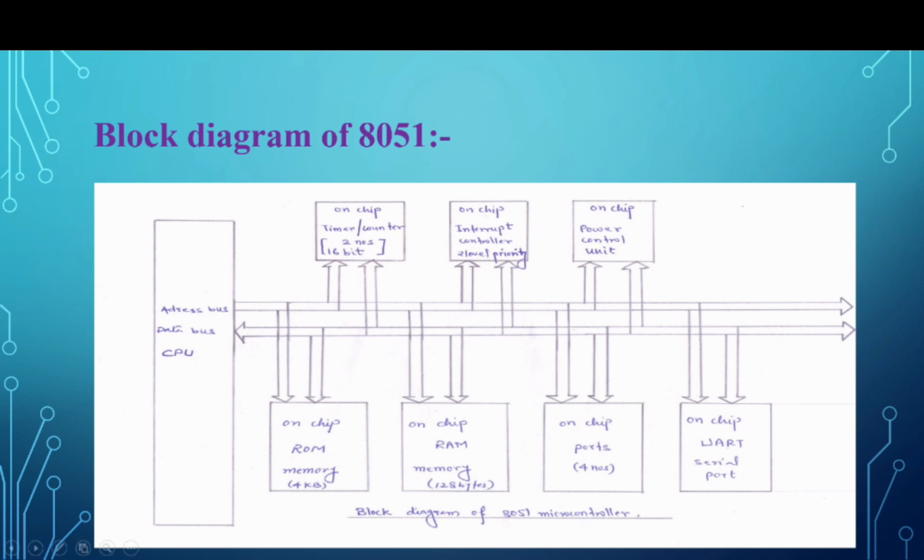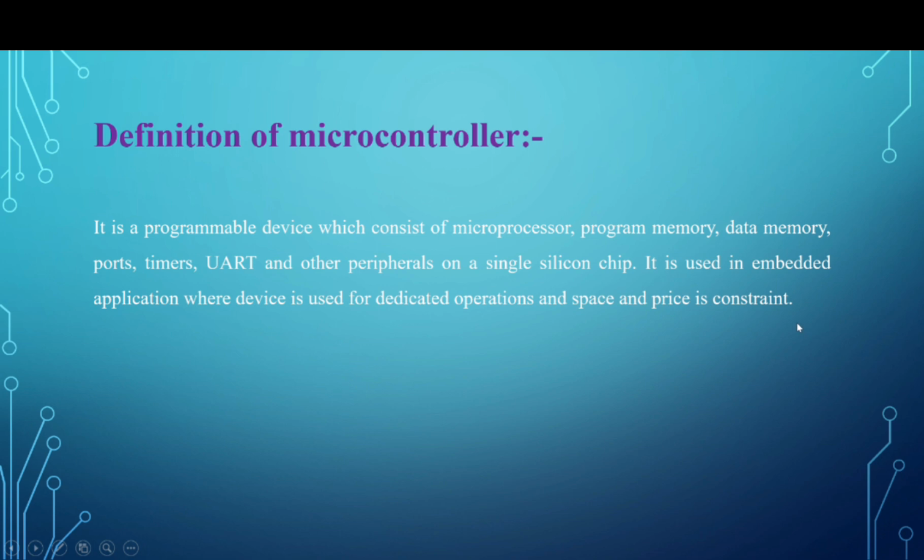This saves the space and price also. So embedded application requires limited space and price also. It has a space and price constraint. So that is why microcontrollers are developed. It is developed keeping in mind the embedded requirement. So microcontroller can be defined as a programmable device which consists of microprocessor, program memory, data memory, ports, timers, UART and other peripherals on a single silicon chip.